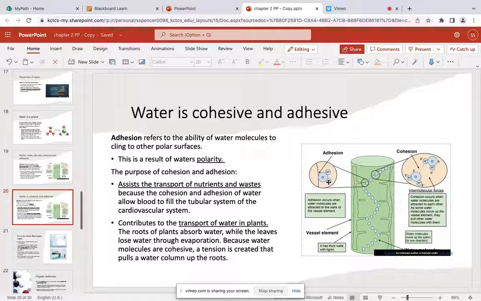So here we have the purposes of cohesion and adhesion. Your book says that it can assist in the transport of nutrients and waste, and it can also contribute to the transport of water in plants. Again, not really that important for our purposes, I just want to give you some real life examples. These are things I didn't really realize while studying up to present this lecture, and I thought they were kind of neat for you guys.